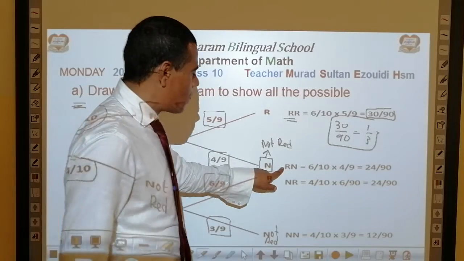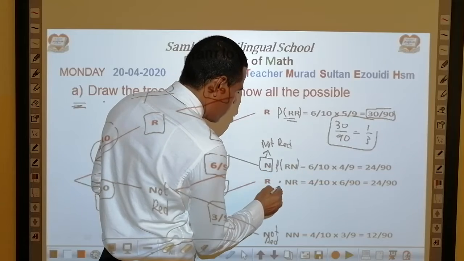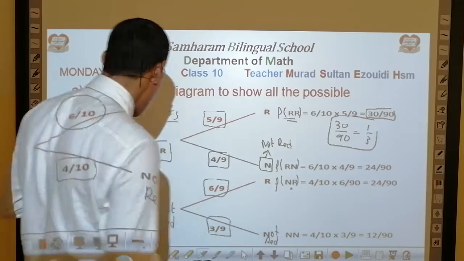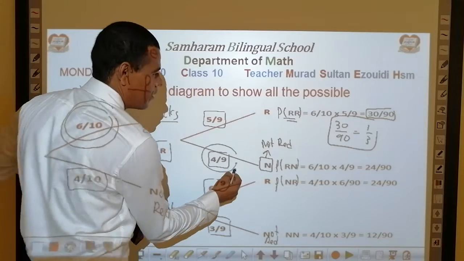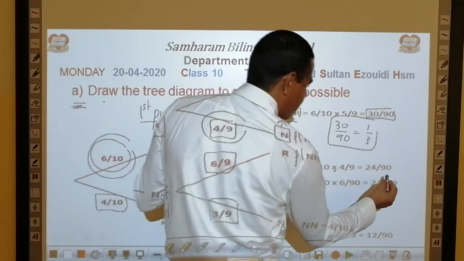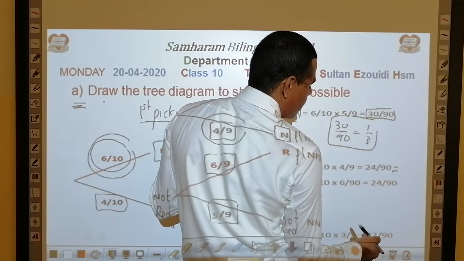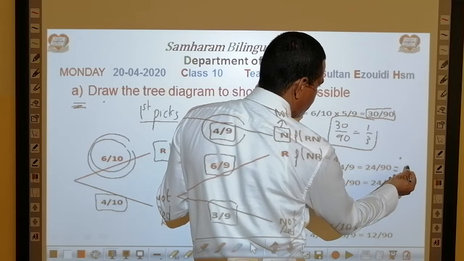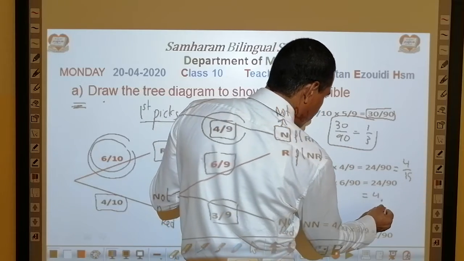Then, now, the probability of getting red and not red. Red, what is red? This is red, 6 over 10, multiplied by not red, which is 4 over 9. 6 over 10 multiplied by 4 over 9 will be 24 divided by 90. So it is equal to what? If you divide this by 3, it will be 8 divided by 30, and this is also 4 divided by 15.